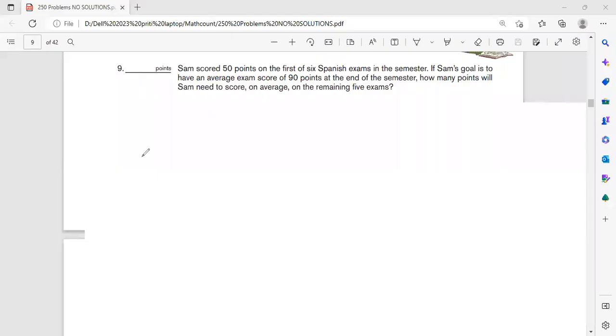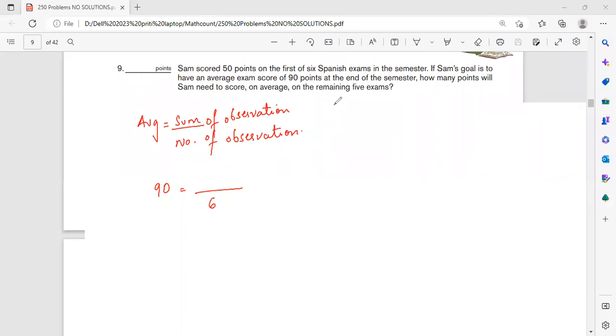Let's read question number 9. Sam scored 50 points on the first of 6 Spanish exams in the semester. If Sam's goal is to have an average exam score of 90 points at the end of the semester, how many points will Sam need to score on average on the remaining 5 exams? So again, the formula is average is equal to sum of all observations over number of observations. So you need an average of 90 over the total number of exams, which is 6.